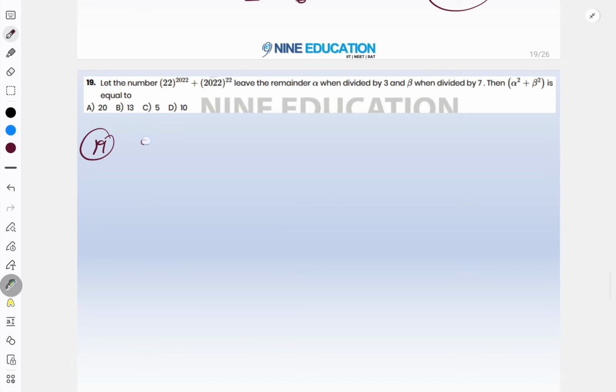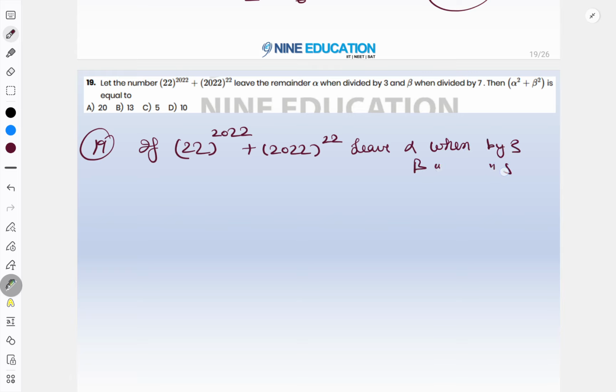19. If 22 power 2022 plus 2022 power 22 leaves remainder alpha when divided by 3 and beta when divided by 5, then calculate alpha square plus beta square. That's your question. So basically we need to calculate the remainder when it is divided.